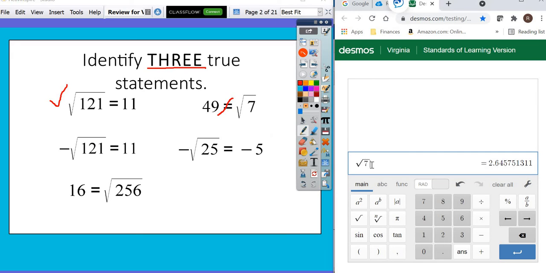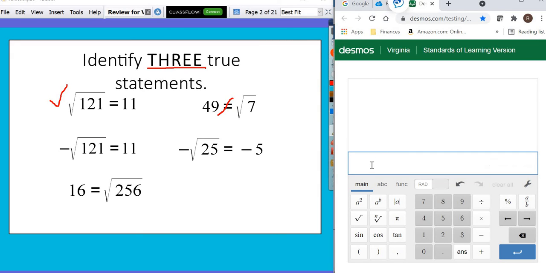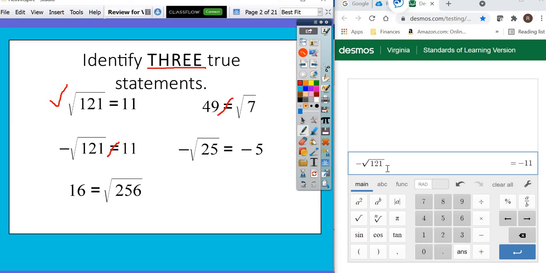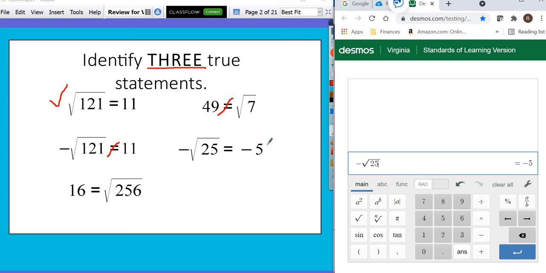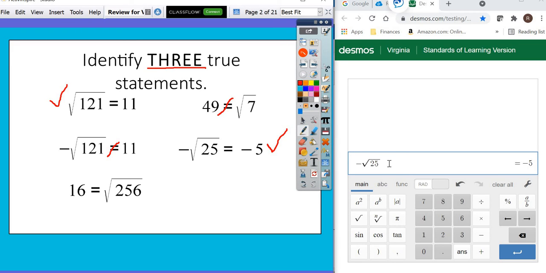All right, then let's go ahead and do the next one, which is a negative square root of 121. That gives us negative 11. This is a positive, so that is not equal. So let's try the next one. It's a negative square root of 25, which gives you negative 5. Negative square root of 25 equals negative 5. That is also true. So there's the second one.